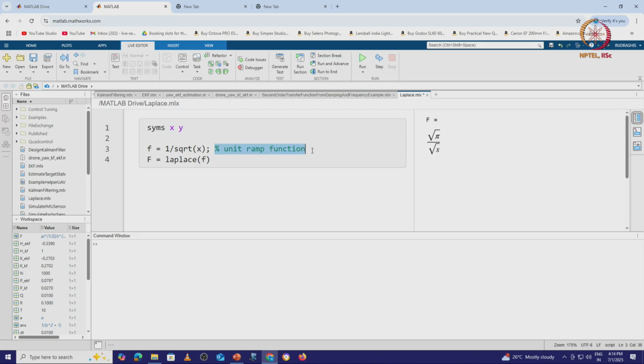This is no more a unit ramp function, it is a function 1 by square root of x, and when we do the Laplace transform, we see it comes as root over pi by root over s. Okay, fine.